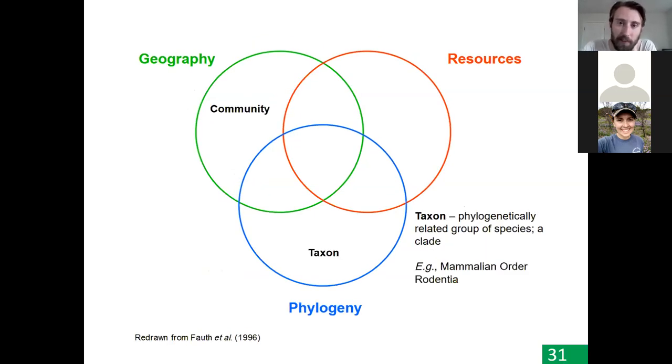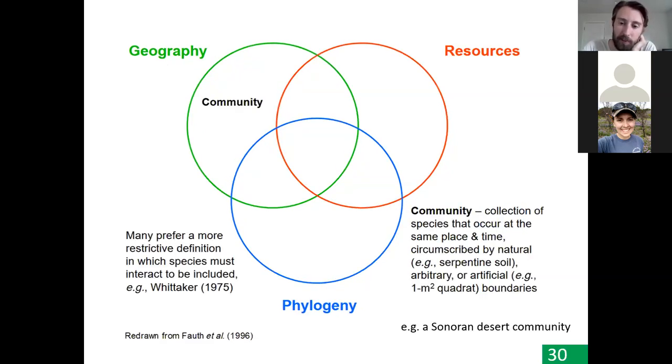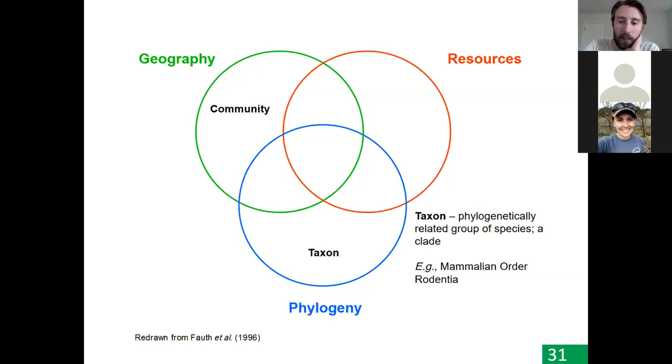If you've got a group that you're interested in studying that's grouped totally based on relationships, like evolutionary relationships, that's called a taxon. This is a phylogenetically related group of organisms, also called a clade. That would be like a family of organisms, or in this case, the mammal order Rodentia. So that's an example of a taxon. It's just a group of related organisms. It doesn't say anything about interactions or where they're living or that kind of thing. They're just related to each other. My example of community was a Sonoran desert community. So this is the plants and animals and fungi and bacteria and everything living in that place. For taxon, we've got rodents as an example.